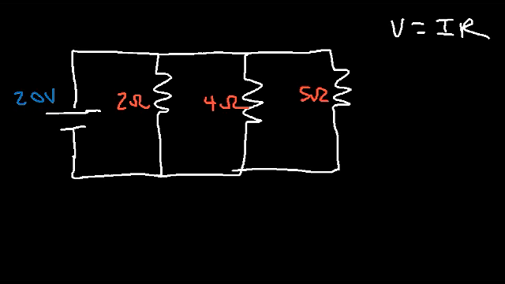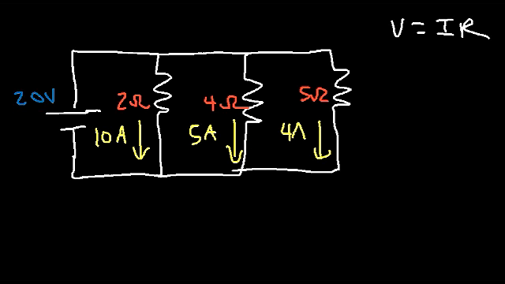So remember, the voltage across each resistor connected in parallel is the same. It's 20 volts. So 20 divided by 2 is 10. So 10 amps of current flows through the 2 ohm resistor. 20 divided by 4 is 5. So 5 amps of current flows through the 4 ohm resistor. And 20 divided by 5 is 4. So 4 amps of current flow through the 5 ohm resistor, which means that a total of 10 plus 5 plus 4, or 19 amps, leaves the battery.